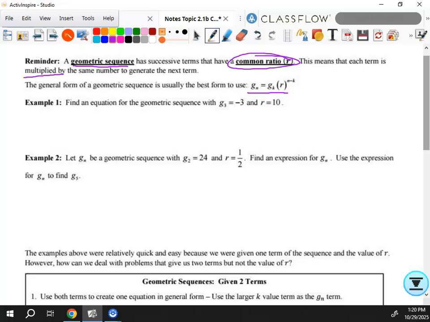So once again, what would this ordered pair be here? 3, negative 3. And then your R is 10. All we have to do here is find the G sub n. So what number goes first? Negative 3. And then what goes in parentheses? 10. And then that's to the n minus 3 power. Okay, you get the hang of that?